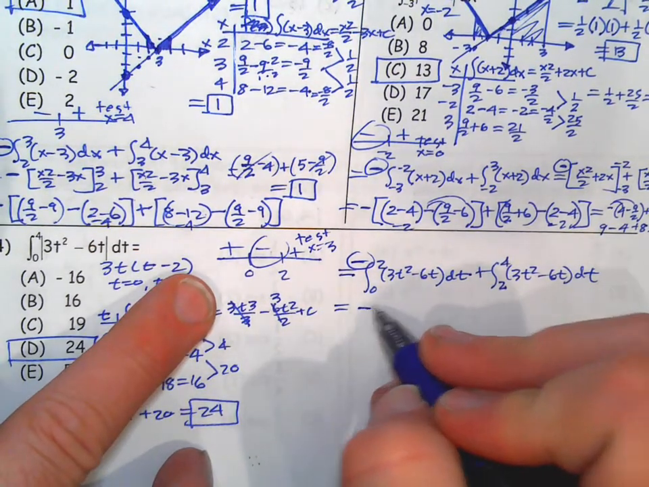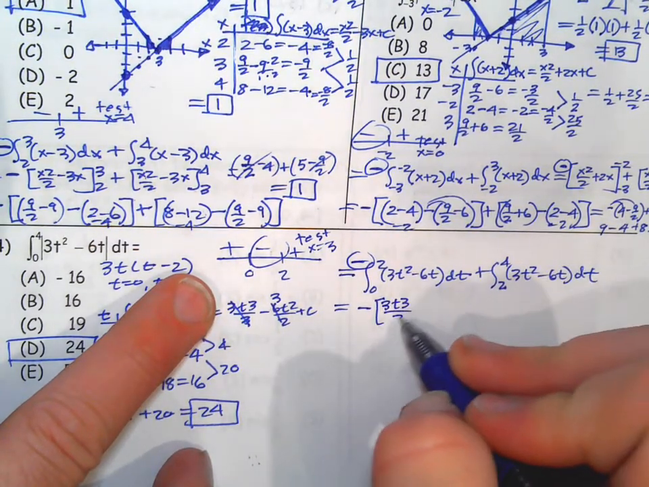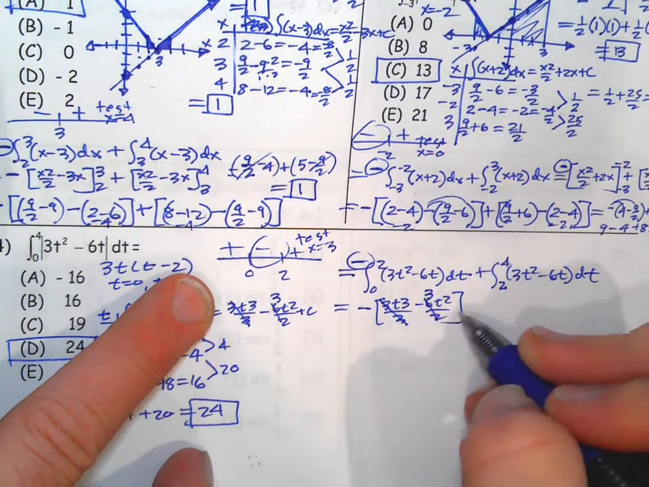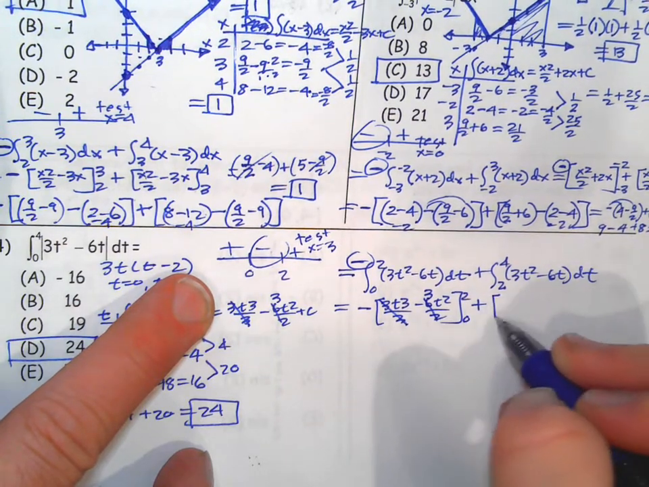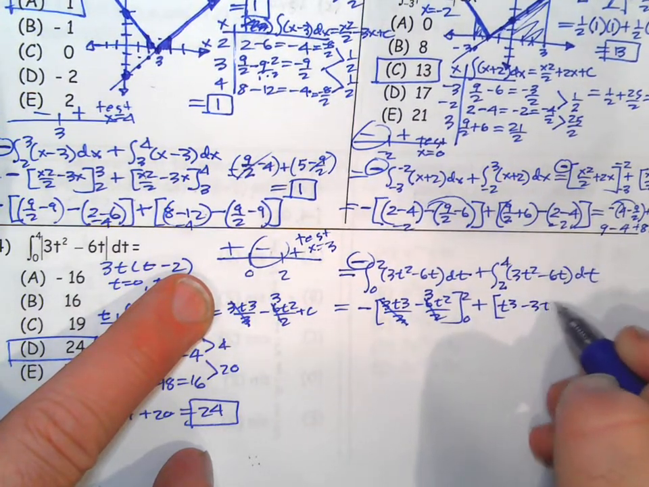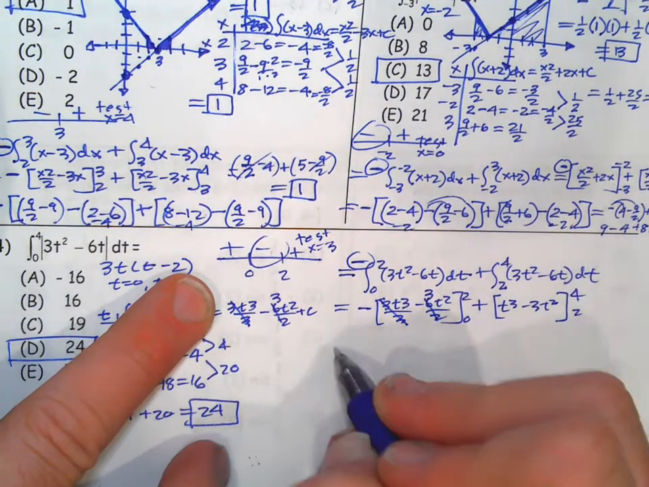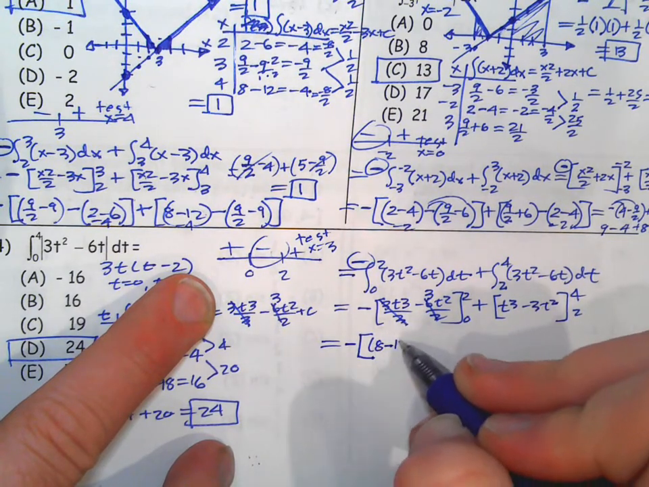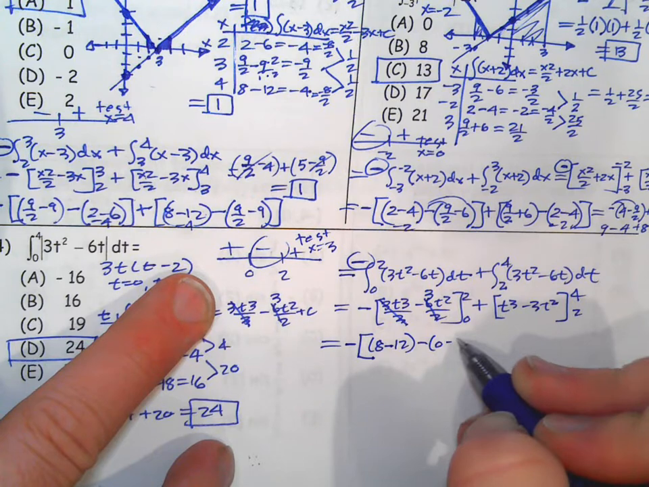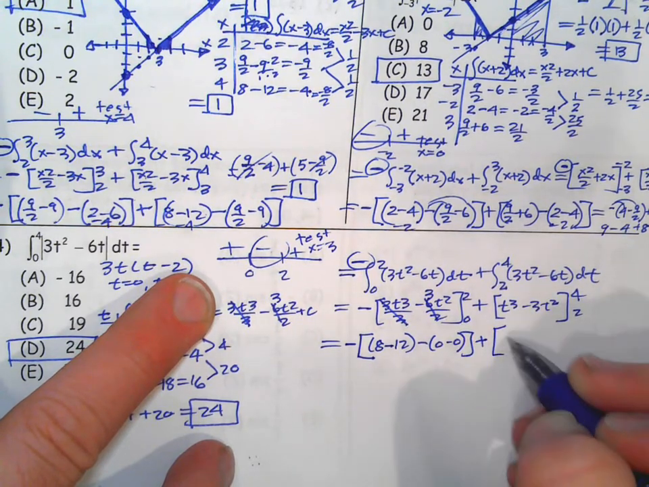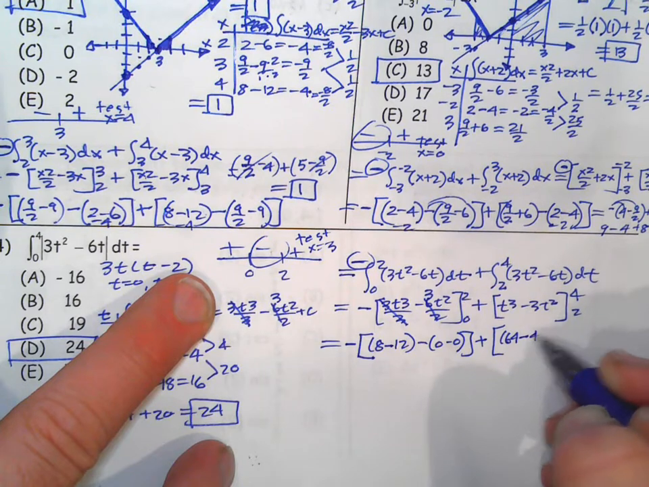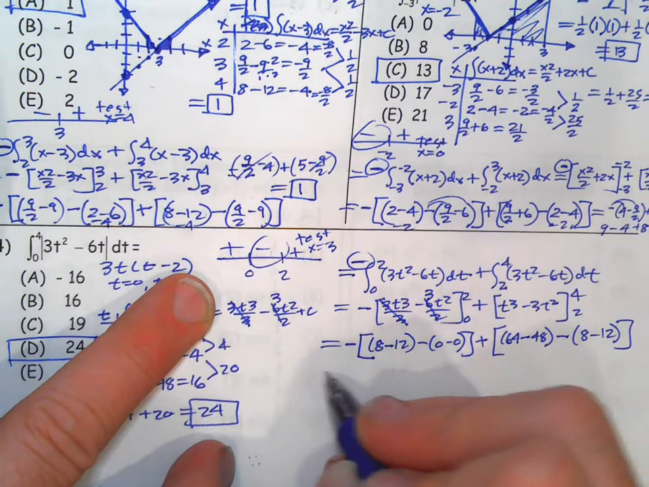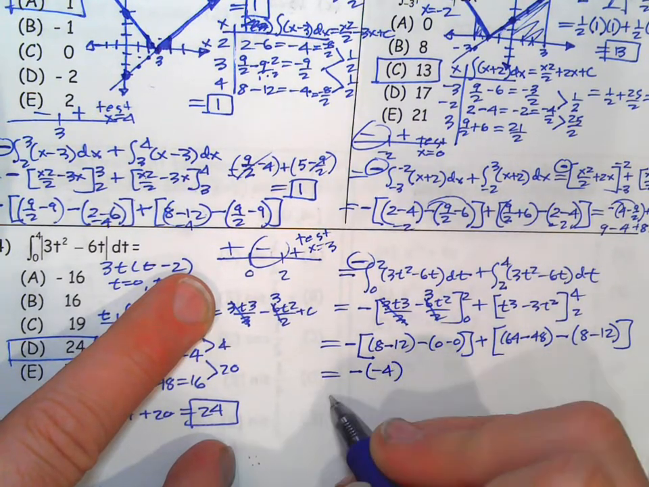So we're going to get negative 3t cubed over 3 minus 6t squared over 2. Now the antiderivatives are going to be the same for both of these. So take advantage of that. t cubed minus 3t squared. 2 to 4. And then we've got to start plugging things in carefully. Plug 2 in, you're going to get 8 minus 12 minus 0 minus 0. And here you're going to get 64 minus 48 minus 8 minus 12. So this is going to be negative 4, which is going to give you positive 4.